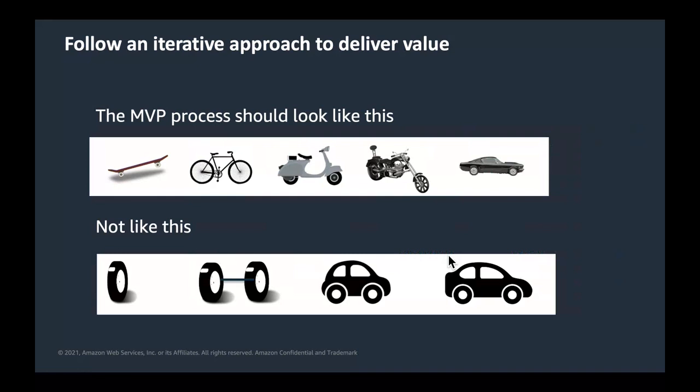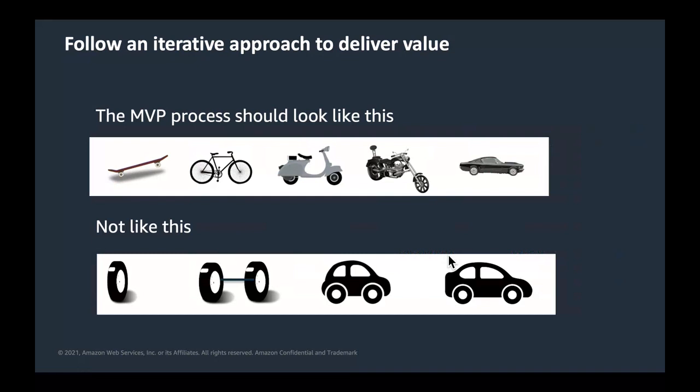The second picture here refers more to the waterfall approach, where you build one part after another and in the end you get your product. Whereas with an MVP, it should be an iterative approach. The first version of your product should be something that users can try, test, and use for their needs.